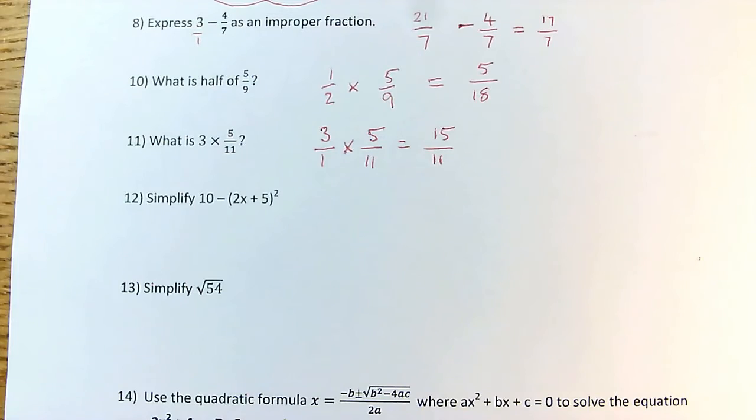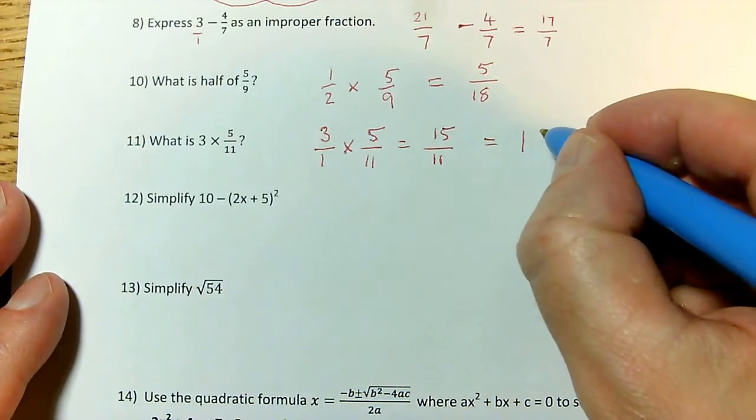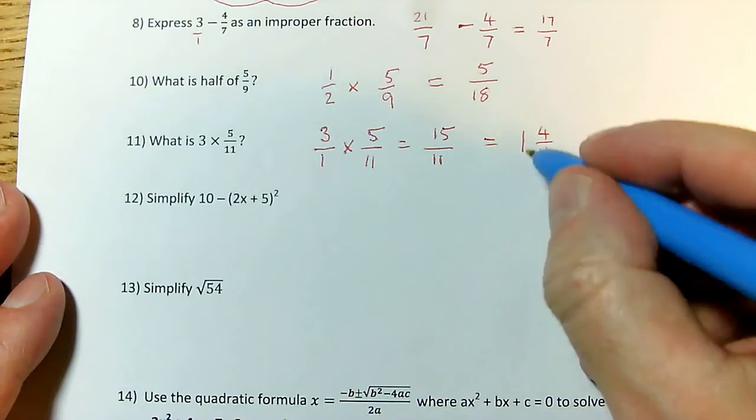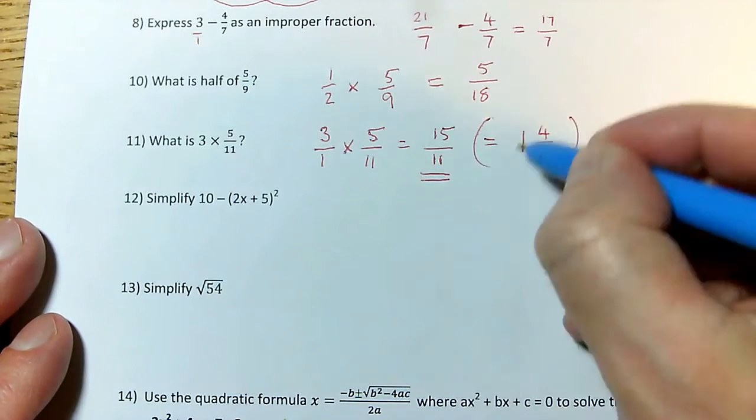I'm very happy for you to leave that as 15/11, but if you want to, you can write that as 1 and 4/11, because 1 is 11/11, that's fine, but 15/11, as far as I'm concerned, is perfectly good.